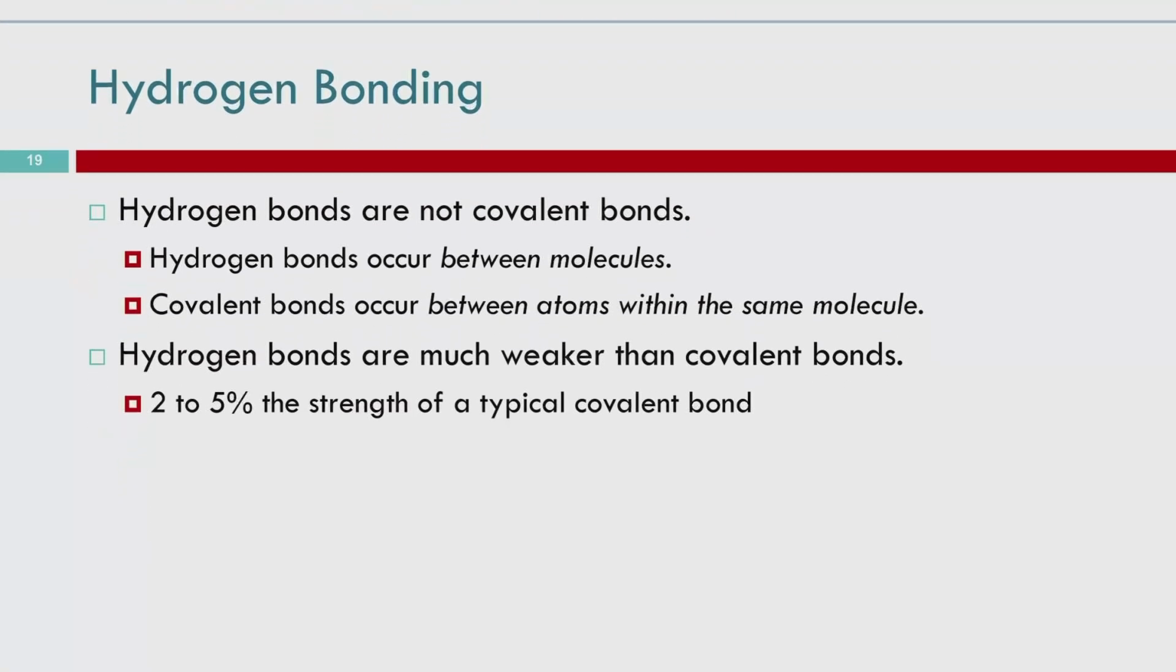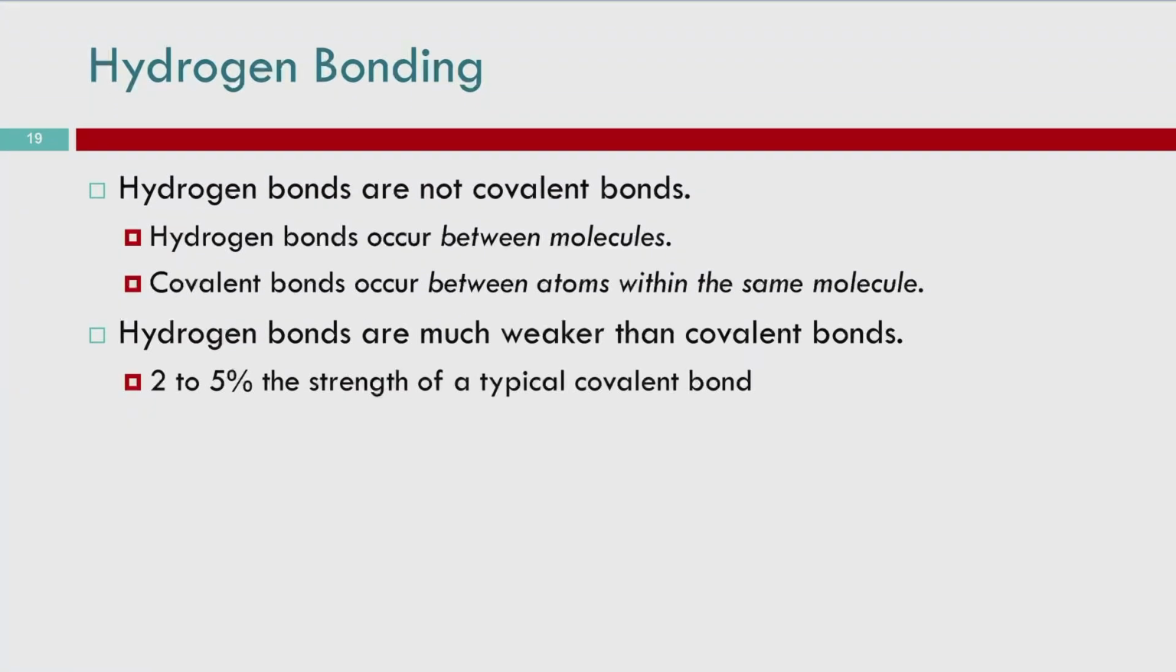Hydrogen bonds are an intermolecular force because of that strong positive and negative that's formed. They're not covalent bonds. Hydrogen bonding is a force that exists between molecules. They are much weaker than covalent bonds, like 2 to 5% the strength of a typical covalent bond. But they are relatively strong for intermolecular forces.